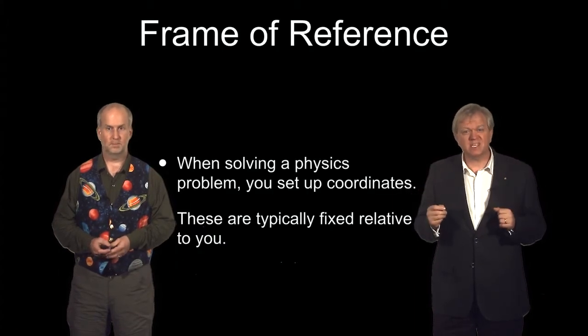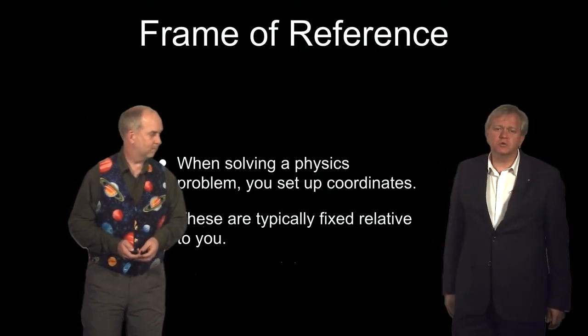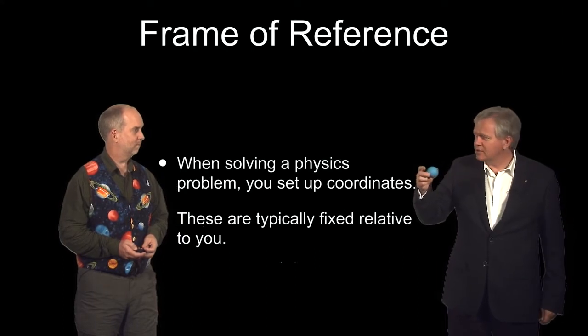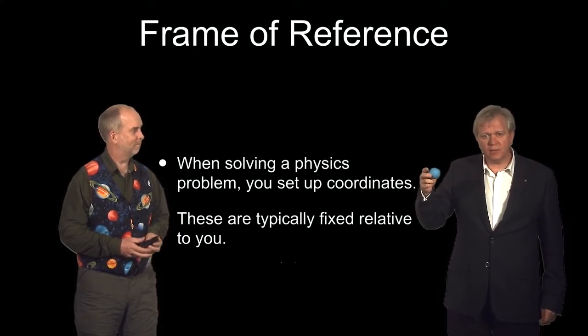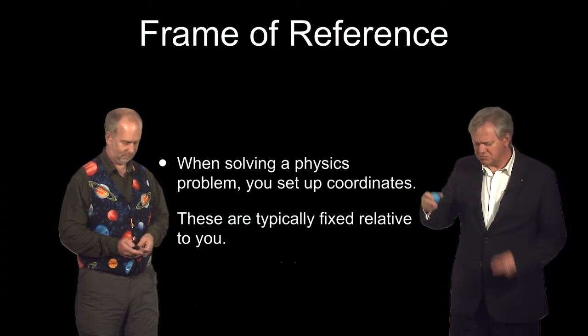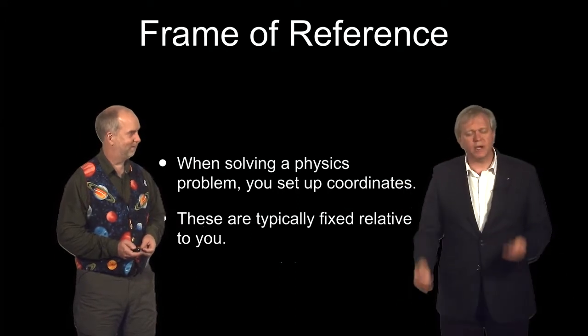So when you want to solve a physics problem, you always have to choose your frame of reference. And you usually choose your frame of reference to make it easy to solve. So for example, if I'm going to drop a ball here on planet Earth, I don't choose a reference frame of the Earth rotating and the Earth going around the sun. I choose just right here in this room. So if I drop this ball, it goes straight to the ground.